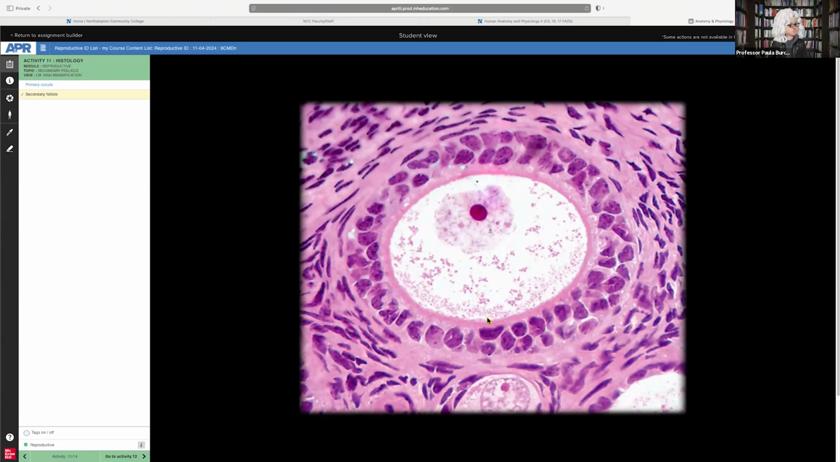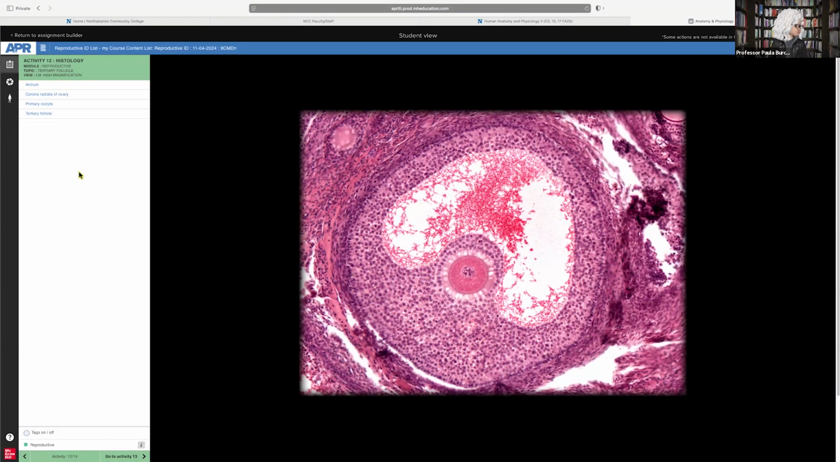This here is your primary oocyte. So this will develop into a secondary oocyte, and a secondary oocyte is what you ovulate. And only if it is fertilized does it become an ovum or egg. So this would be the primary oocyte with its nucleus.